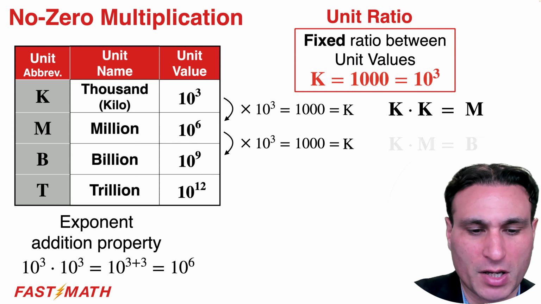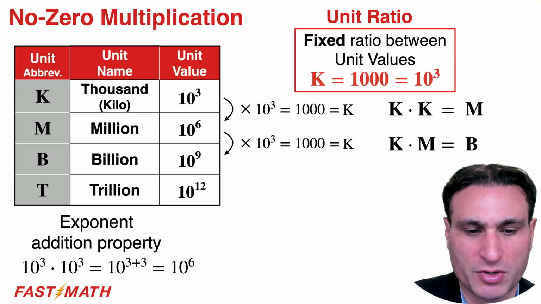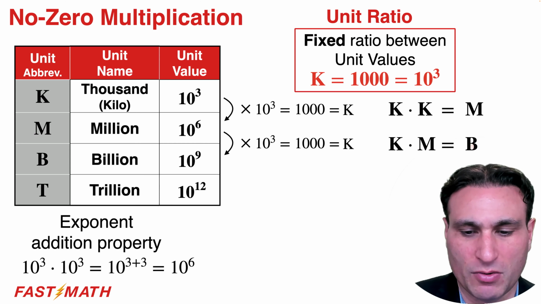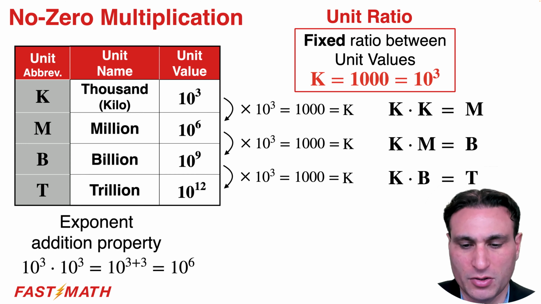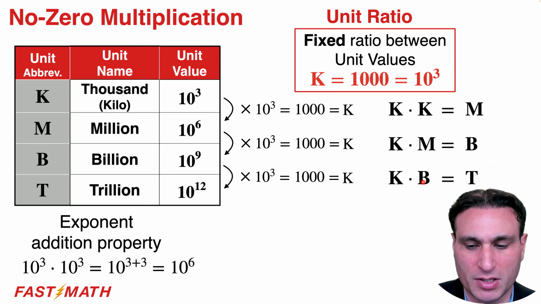Similarly, multiplying 1,000,000 by 1,000 increases the exponent of 10 by 3 from 6 to 9, and takes you to the next larger unit from million, which is billion. Using abbreviations, K times M equals B, or 1,000 times million equals billion. And multiplying 1,000,000,000 by 1,000 increases the exponent of 10 by 3 from 9 to 12, which takes you to the next larger unit from billion, which is trillion. Using abbreviations, K times B equals T, or 1,000 times billion equals trillion.